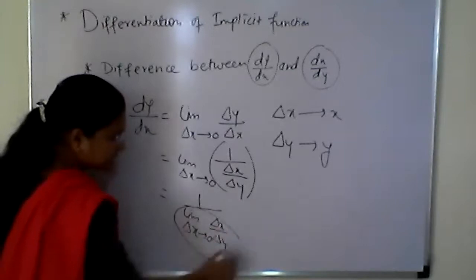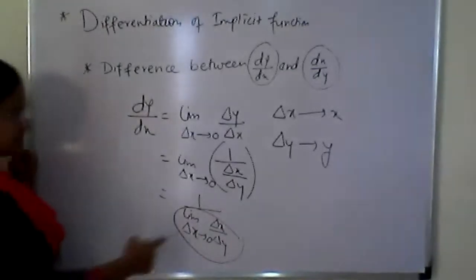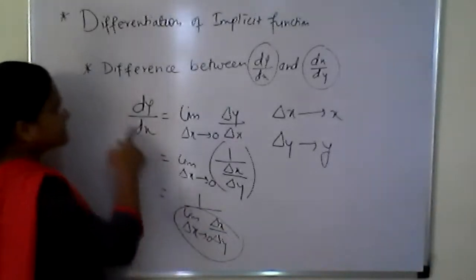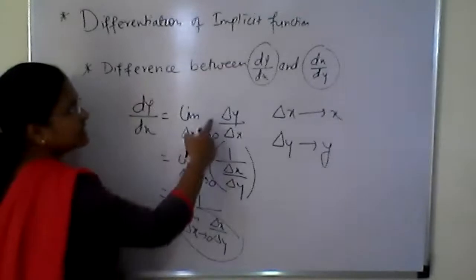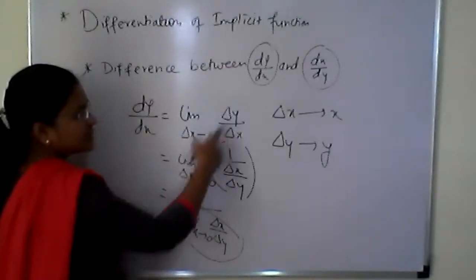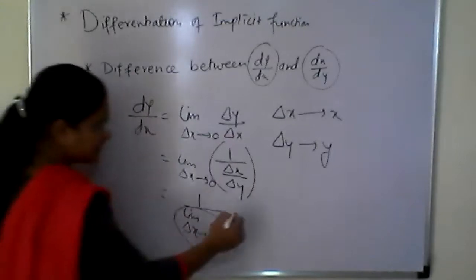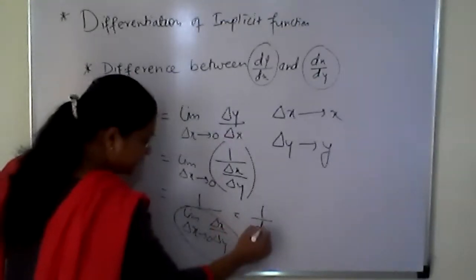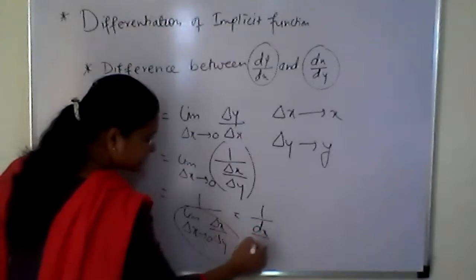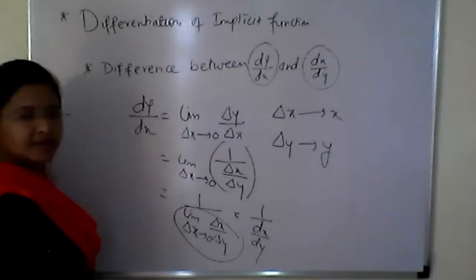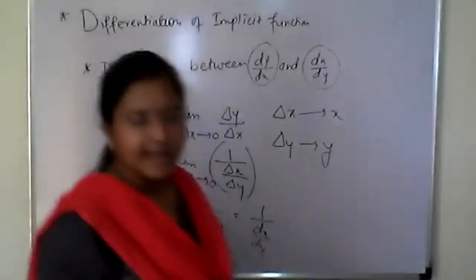And what is this? This is dx by dy, because we have seen dy by dx is limit as delta x tends to 0, delta y by delta x. So this we can write 1 upon dx by dy. Getting, student?